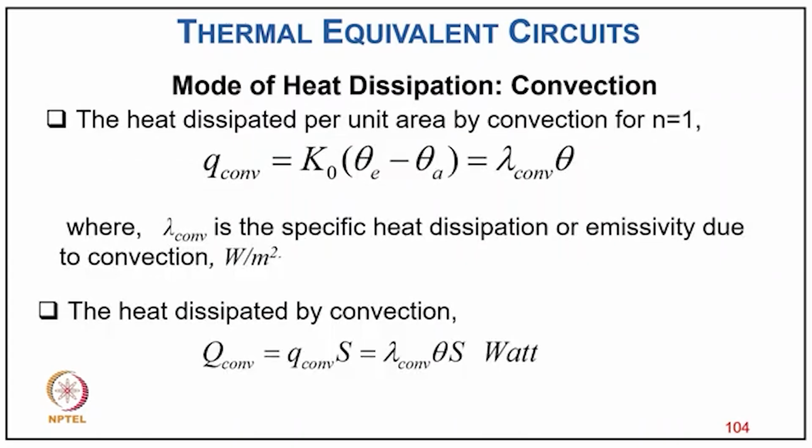So the heat dissipated per unit surface by convection for n equal to 1: q convection is K0 into theta minus theta A, equal to lambda convection into theta, where lambda convection is the specific heat emissivity due to convection, given in watt per meter square.